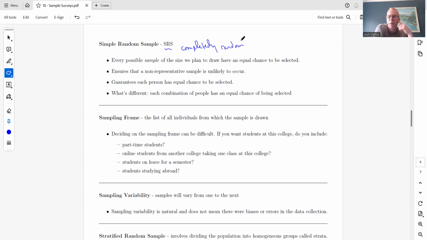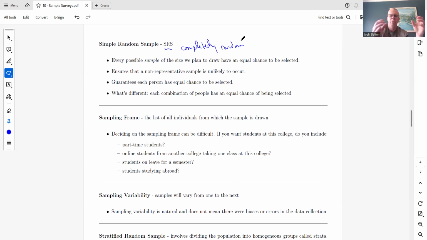So deciding on sampling frame can be difficult. If you want students at this college, do you include the part-time students, online students, students that are on leave for a semester, studying abroad? So not all the students are on campus, not all the students that are on campus are full-time. So are you going to include those? And basically the sampling frame, how are you going to get your sample?